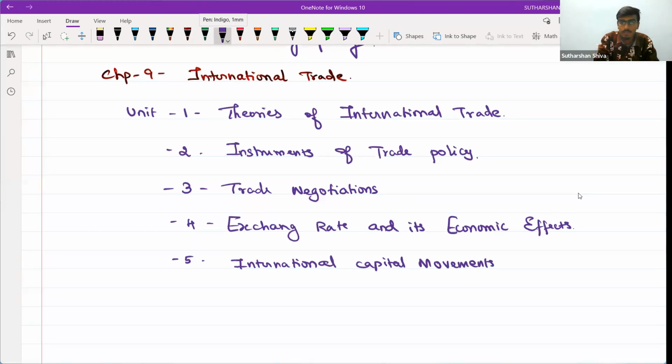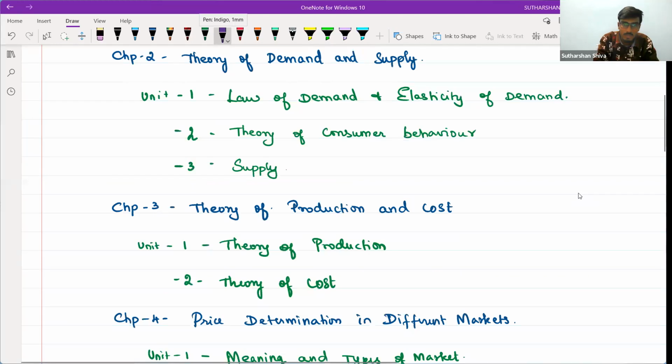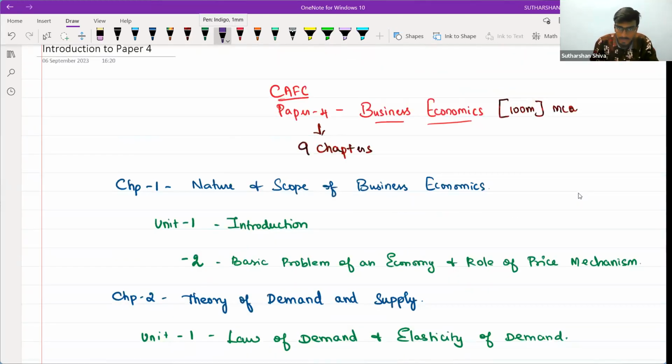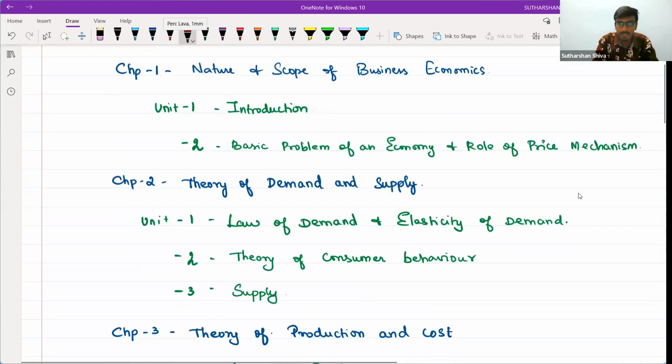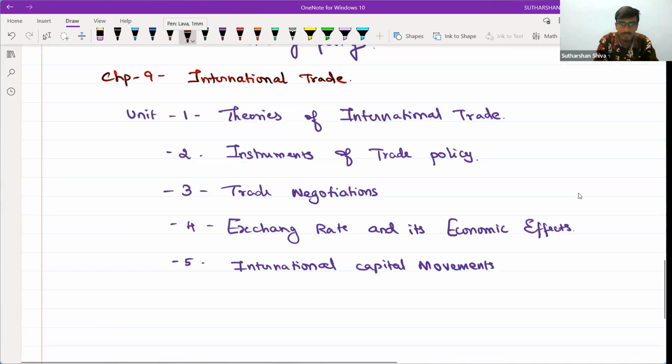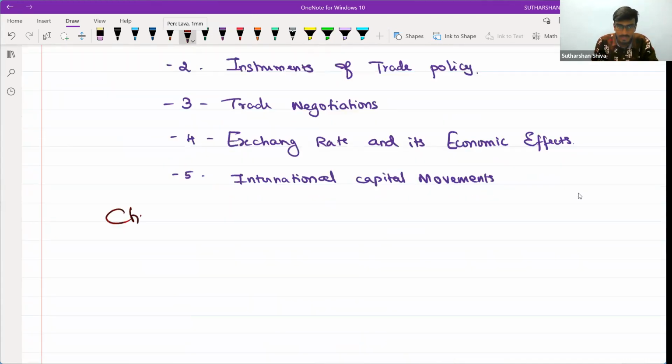One more thing I need to change. You are having not 9 chapters, you are having a total of 10 chapters. Sorry, it is not 9 chapters, it is a total of 10 chapters, out of which the last chapter they have newly inserted is about the Indian economy. Overall, how the Indian economy is. That's about your 10th chapter.